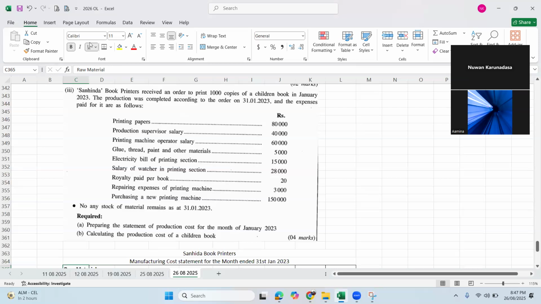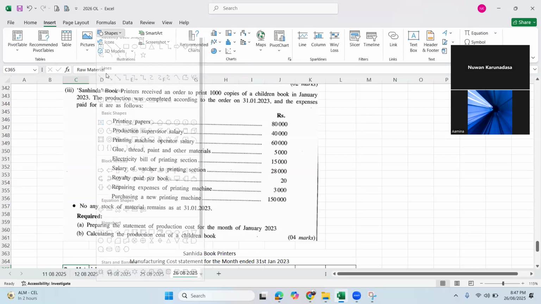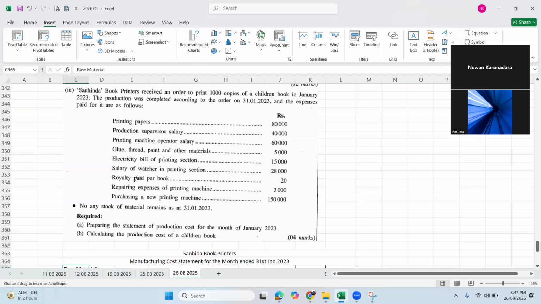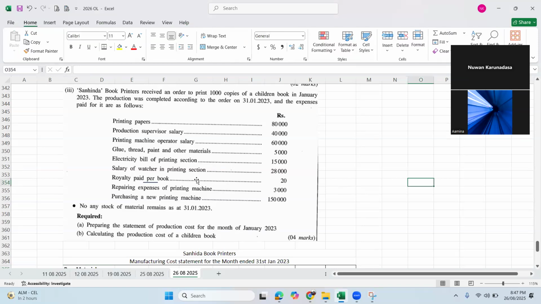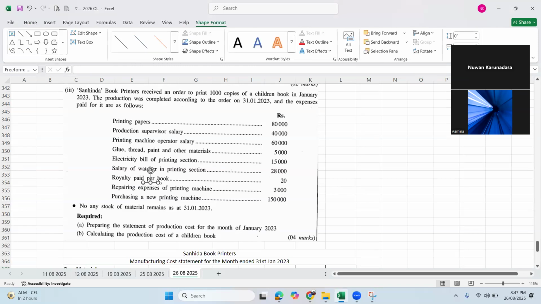This is per book, very important. Per book, you have to multiply by number of books produced. Right, very important, per book.